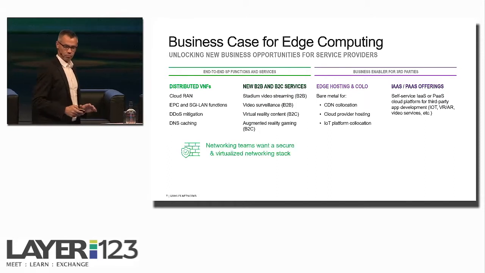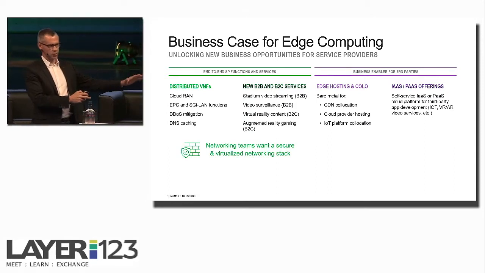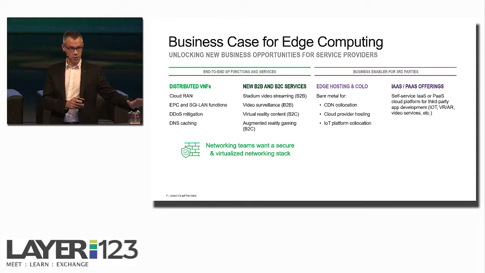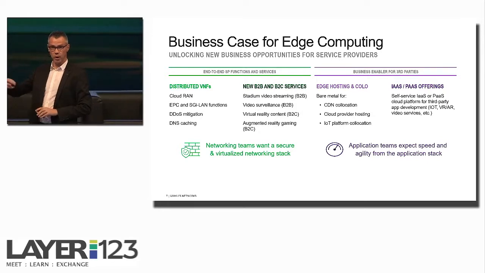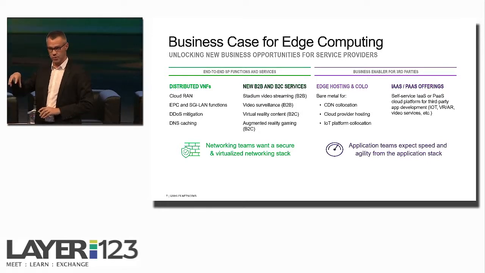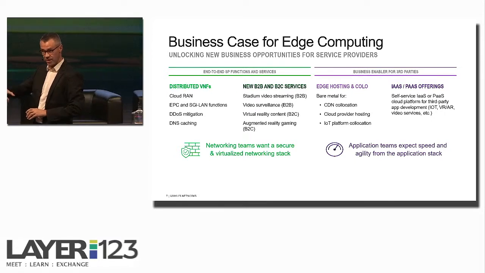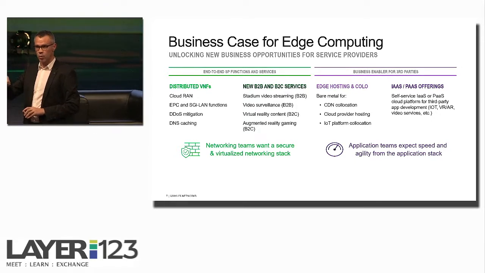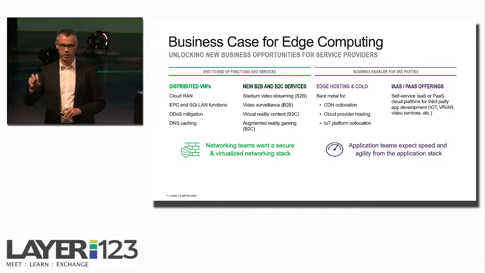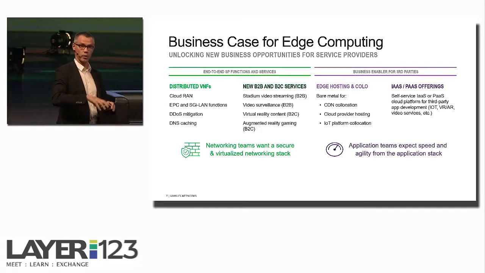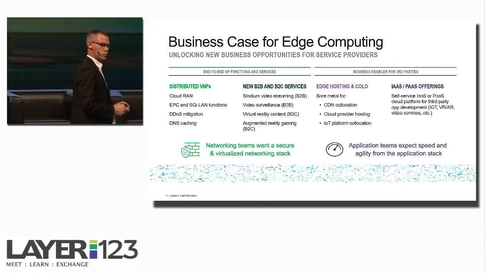So back to where I started, right? On the left-hand side here, you have the distributed VNFs and all the networking. They want a secure and virtualized networking stack. On the other hand, if you start opening up this edge compute architecture to third parties where they can host and bring their own applications and manage their own applications, they will want tools that make them fast because that's how they work. They're not going to accept the slowness that sometimes happens in our industry, right? So they want that speed.